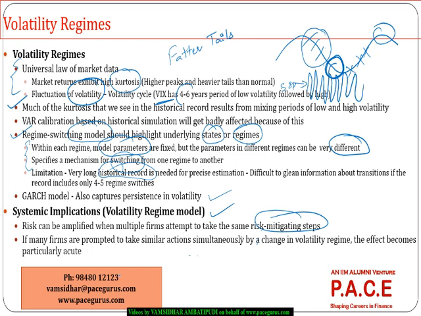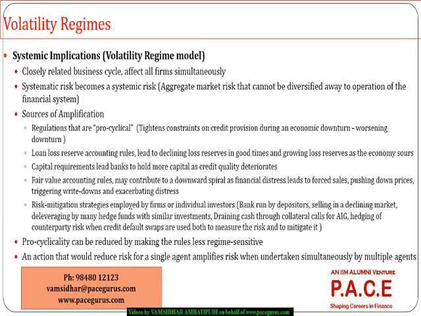But if it is replicated by multiple firms in the industry, the risk can be amplified instead of being reduced. If many firms are taking similar actions simultaneously because of a change in the volatility regime, whatever actions they are taking will be completely futile.